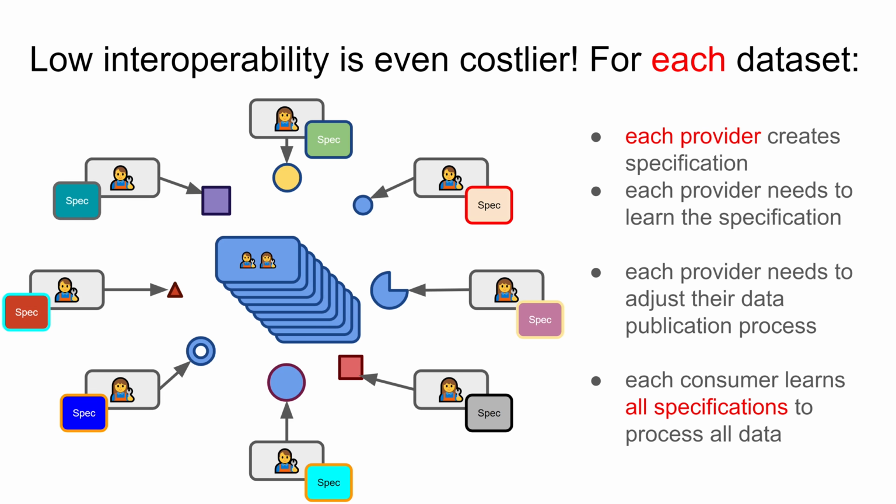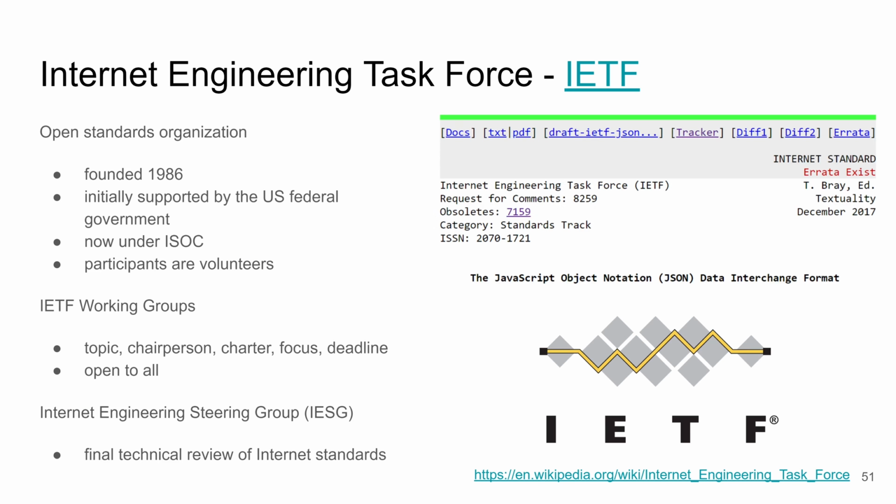So now that we know that standardization is necessary and why, let's take a look at some of the organizations that create those standards. One of the organizations that creates mainly Internet standards is the Internet Engineering Task Force, IETF. They are governed by the Internet Society organization, which I will talk about in a bit. The Internet Engineering Task Force is a standards organization founded in 1986, and initially it was supported by the US federal government to create standards. Now it is, as I said, under ISOC, the Internet Society.